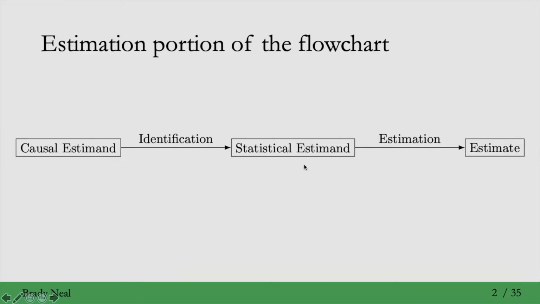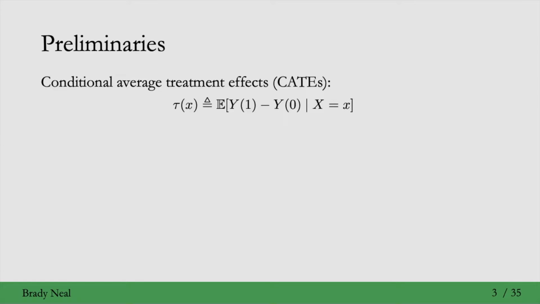So that's where we take some statistical estimand and then turn it into an estimate, an actual number that we'll use to report our causal effect. We'll start with some preliminaries, the first of which is conditional average treatment effects. The conditional average treatment effect is just like the regular average treatment effect, but now we're conditioning on X. And we denote this with tau of x, where this is the value of X that we're conditioning big X to be equal to. And throughout this lecture, we're always going to be assuming unconfoundedness and positivity.